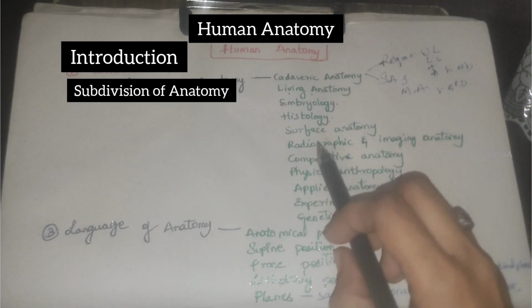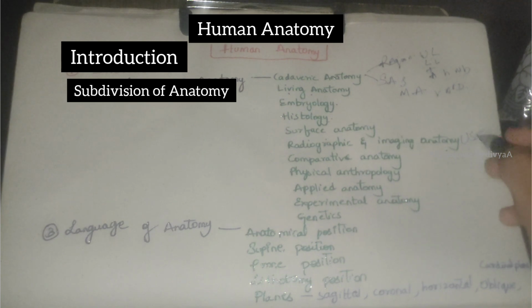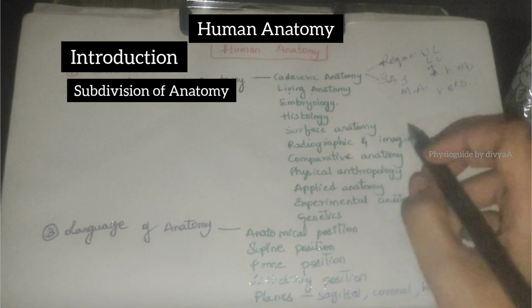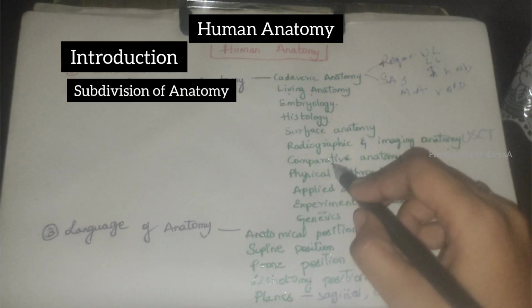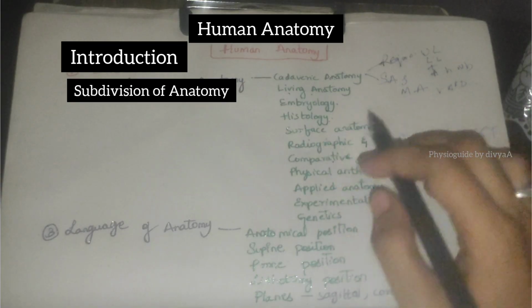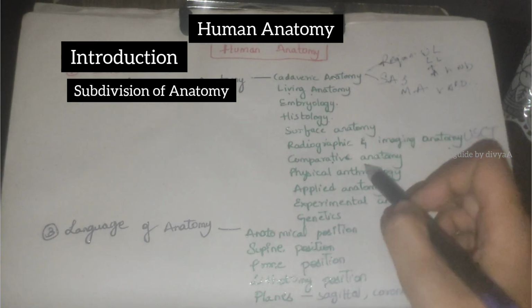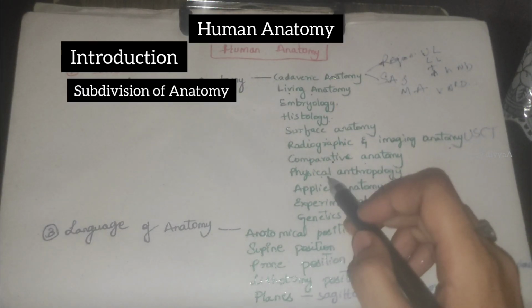Next one is the radiographic and imaging anatomy. It is a study of the bones and the deeper organs by plain and contrast radiography, by ultrasound and the CT scan, computerized tomographic scan. Okay. Next one, comparative anatomy. This is a study of the anatomy of other animals to explain the changes in the forms, structures, function of different parts of the human body. Means comparison.